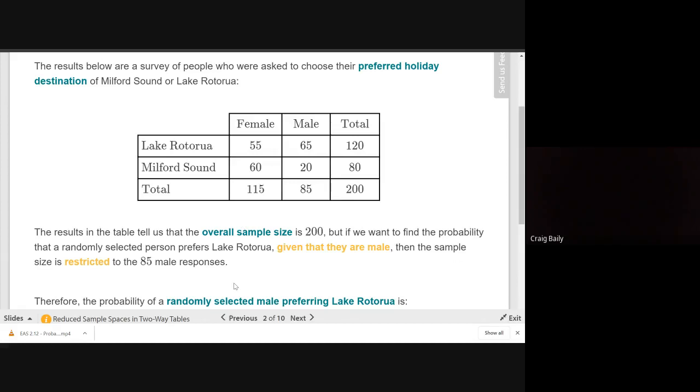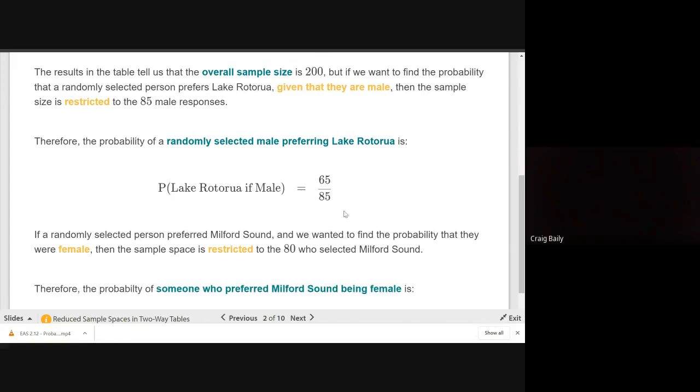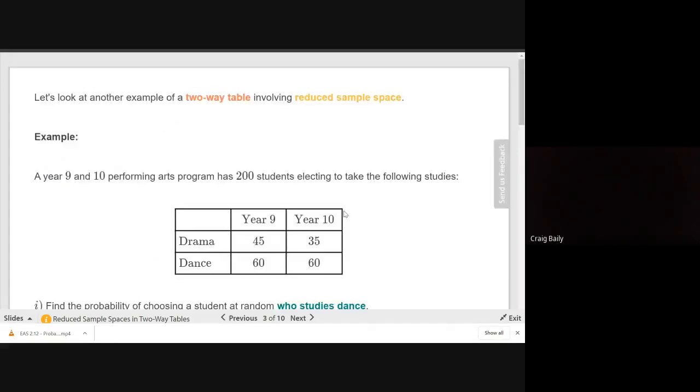But if we want to find the probability that a randomly selected person prefers Lake Rotorua, given that they are male, then the sample space gets restricted. So once again, the wording of the question is going to lead us in the right direction. So in this case, sample space is given that they are male. So that means the denominator of the fraction is going to be 85 rather than the 200. So find the probability that they prefer Rotorua, given that they are male, means we're only looking at that column. So 65 over 85 is going to be the probability there.